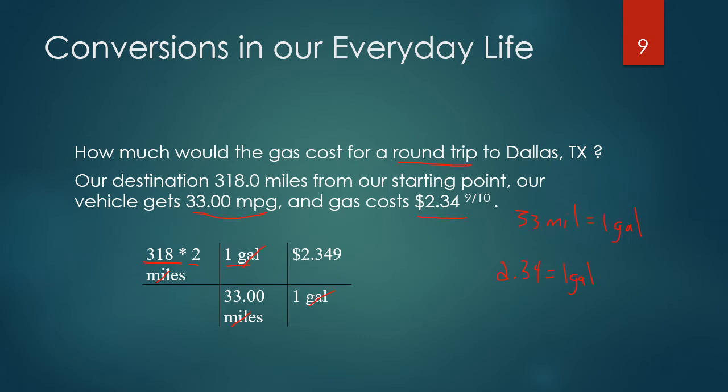Now we can calculate. Remember, you're multiplying across, so we're going to take 318 times 2 times 1 times $2.34. We're then going to divide that by that 33 miles. What we end up getting is 52.3898. Rounding to 4 sig figs, it's going to cost us $52.39.